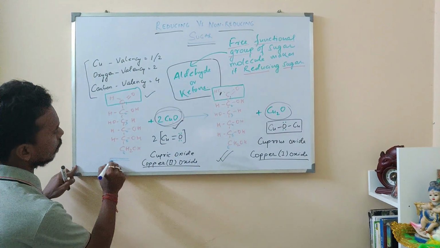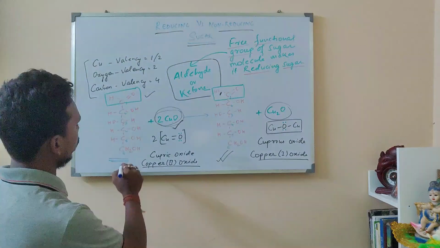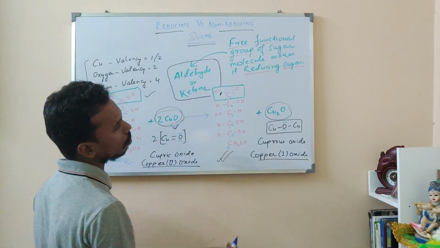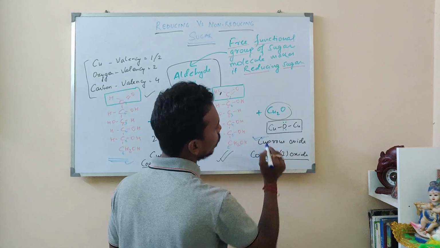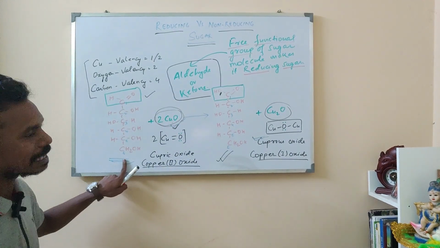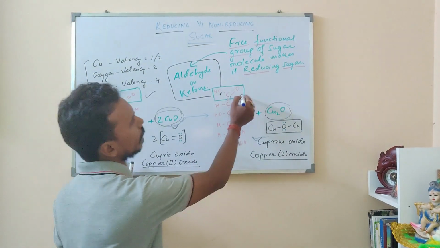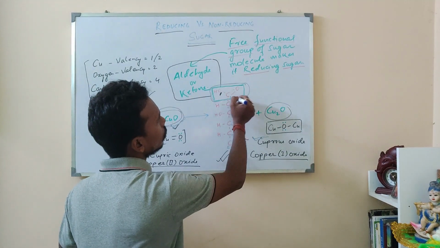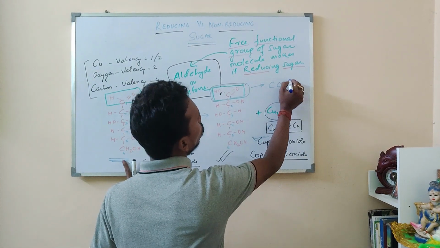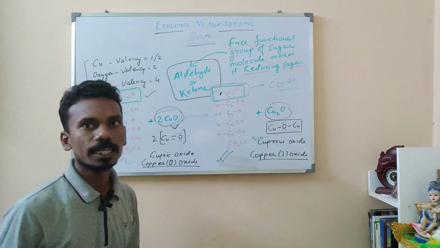So here you can say that glucose is acting as a reducing agent. It is reducing the cupric oxide to cuprous oxide, and it is itself being oxidized to make an acid. So this one is basically COOH. So this is acid.